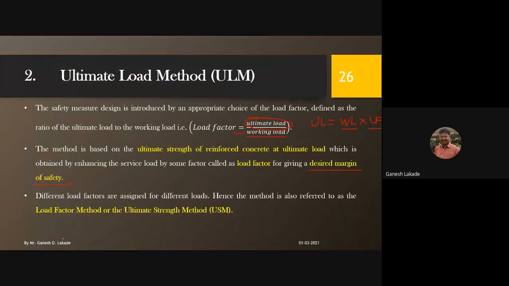Load factors we are calculating as per the conditions for the different loads. And that is the main reason why we are calling this method the load factor method, and we are calling it the ultimate strength method only because for the design purpose we are considering the ultimate strength of the material. Are you getting?